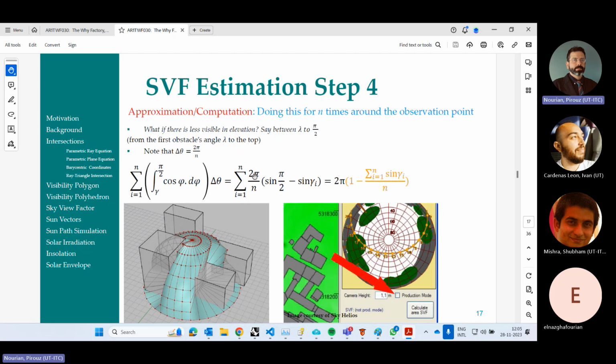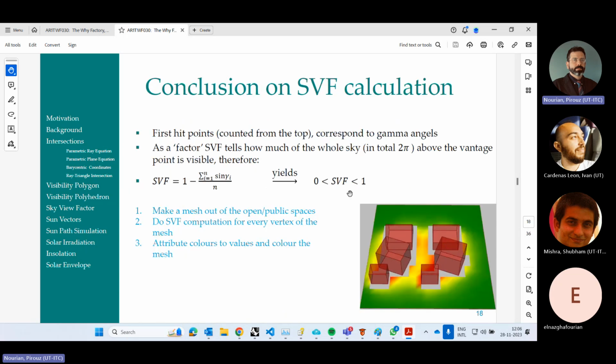So the direction of theta is discretized with a sum, and therefore we get into this formula. Long story short, 2 times pi times 1 minus sum of sines of these gamma angles. Gamma angles are the first angles at which we hit something from the sky if we start computing from the zenith. And then we keep track of these angles, and then we get a picture of what is visible from the total surface using this formula. And this formula actually ends up being between 0 and 1. Yeah? And this is our sky view factor.